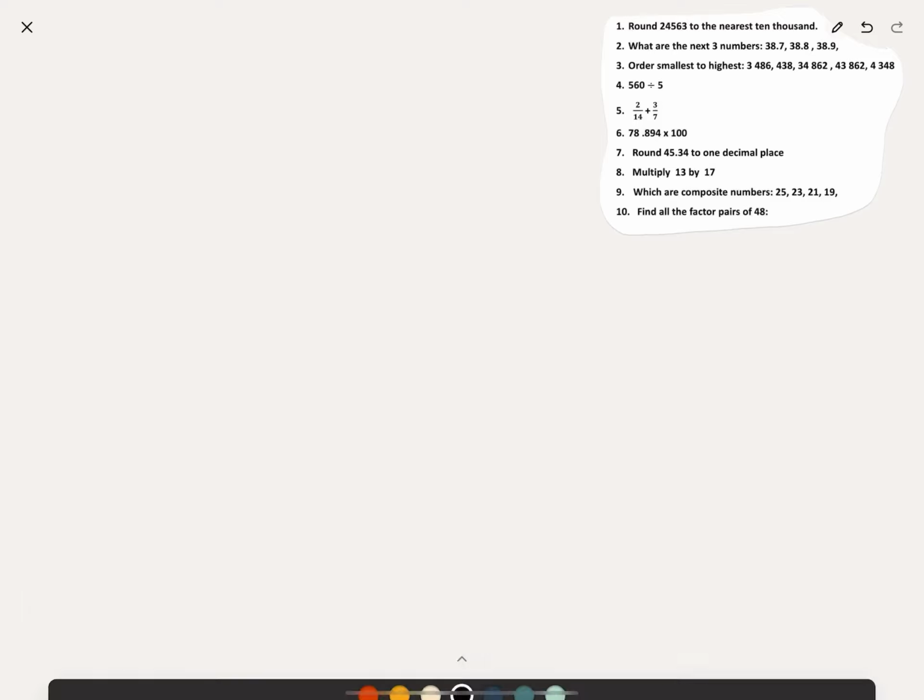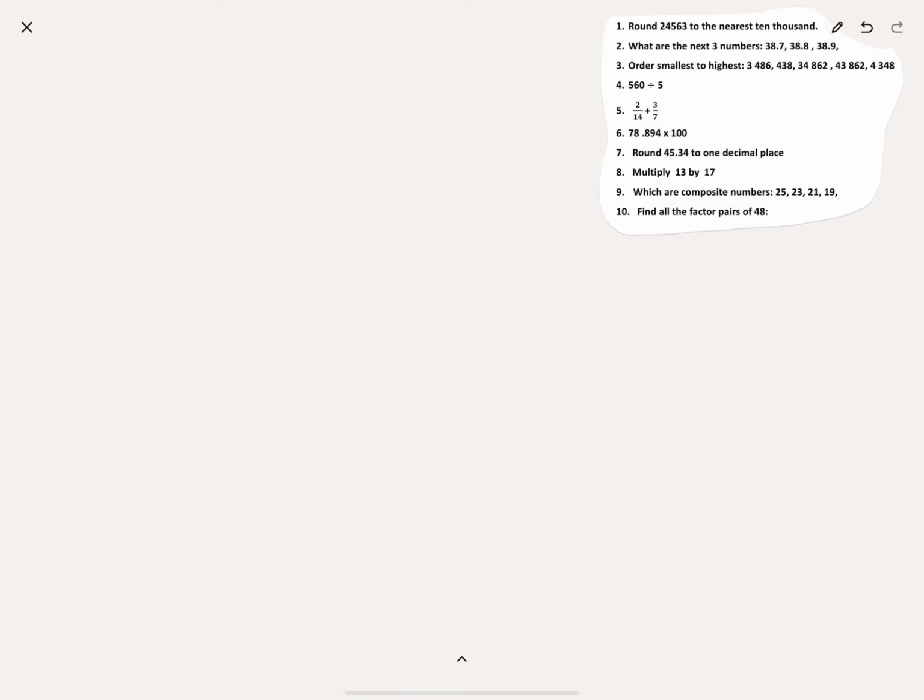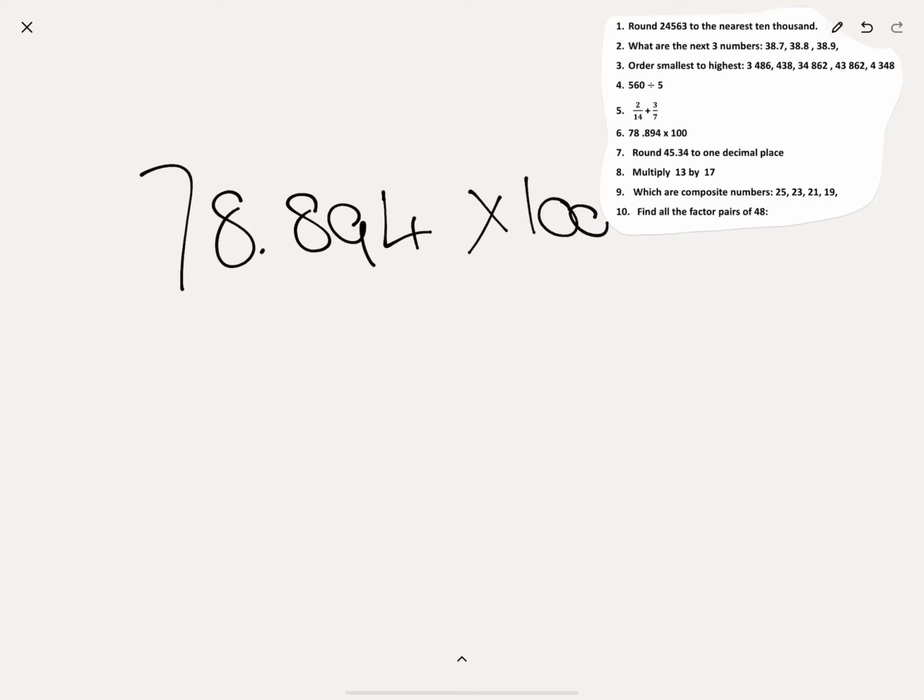78.894 times 100. I meant times 100, not over 100. So let's pick a place value column. So let's pick this one. So that 8 is going to become my tens. 8 tenths is going to become 8 tens. Because you're multiplying by 100, everything moves 2 place value columns to the left.